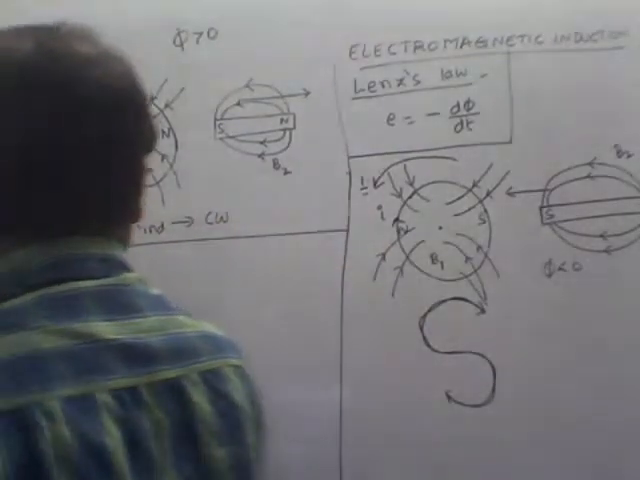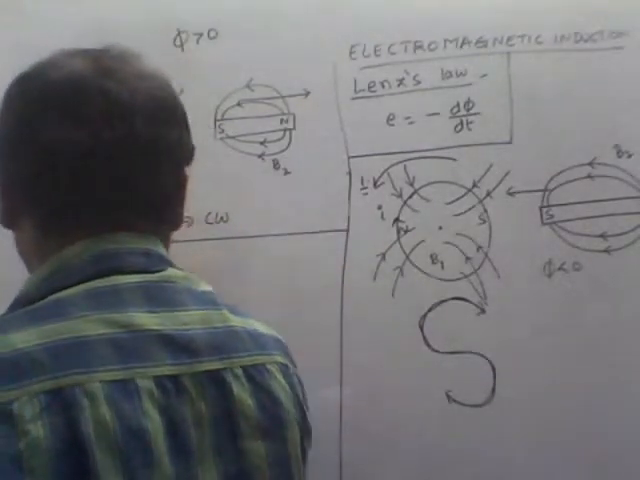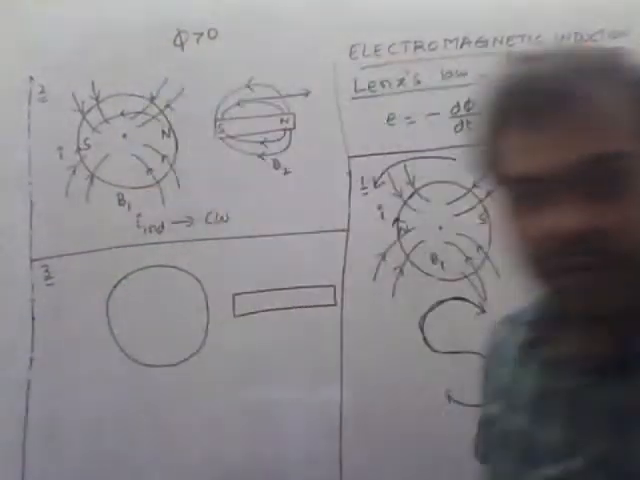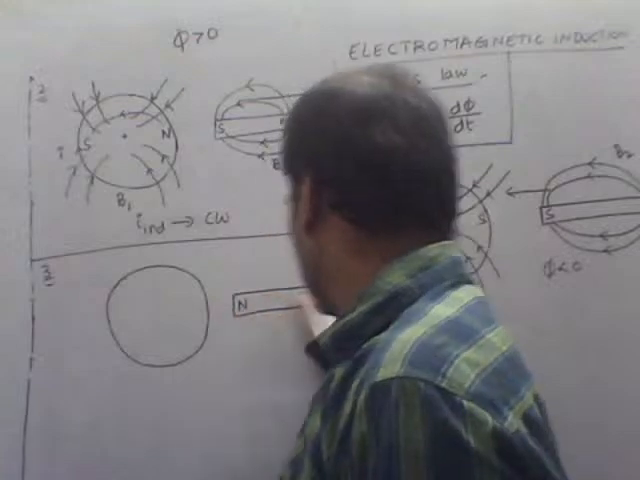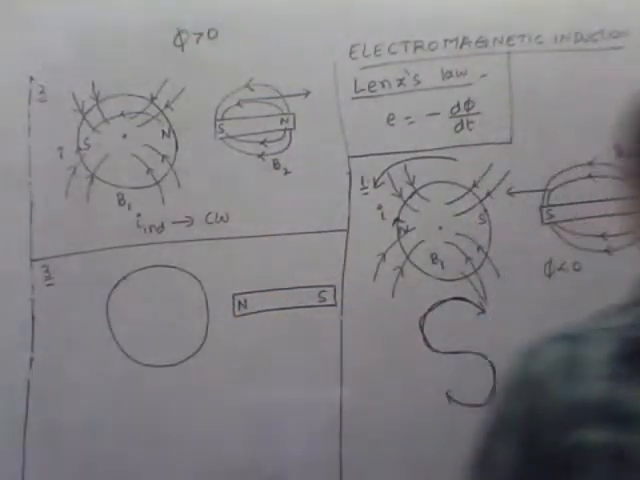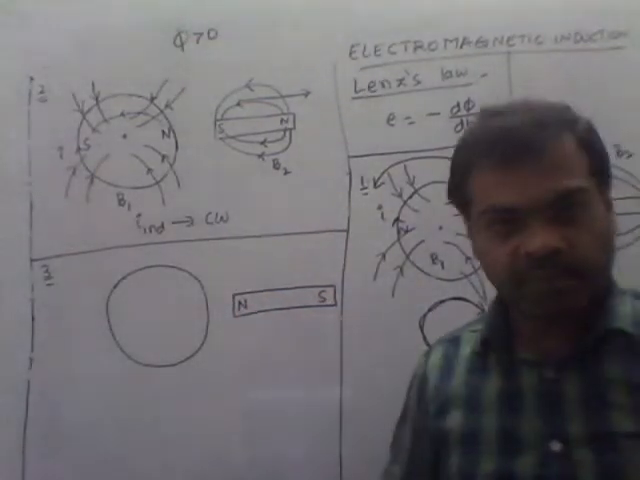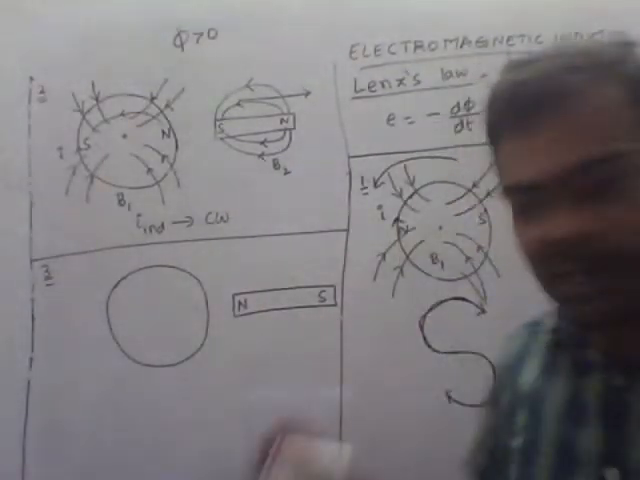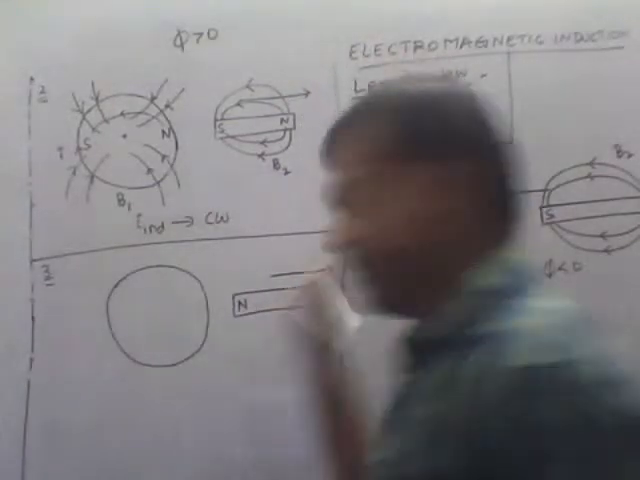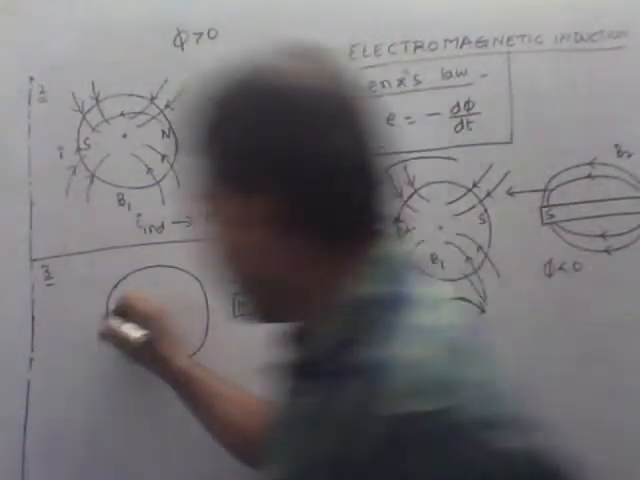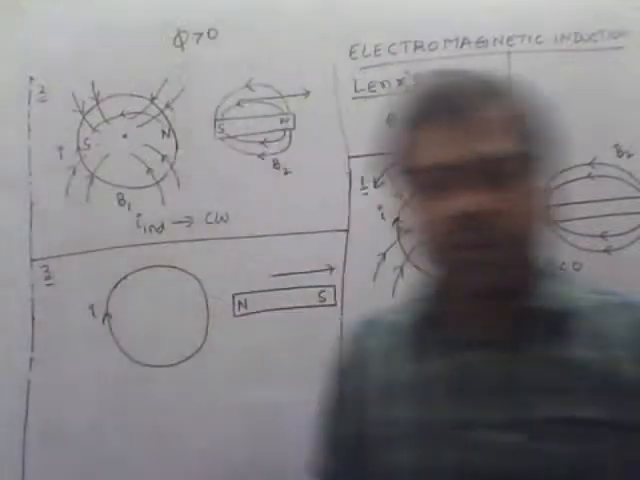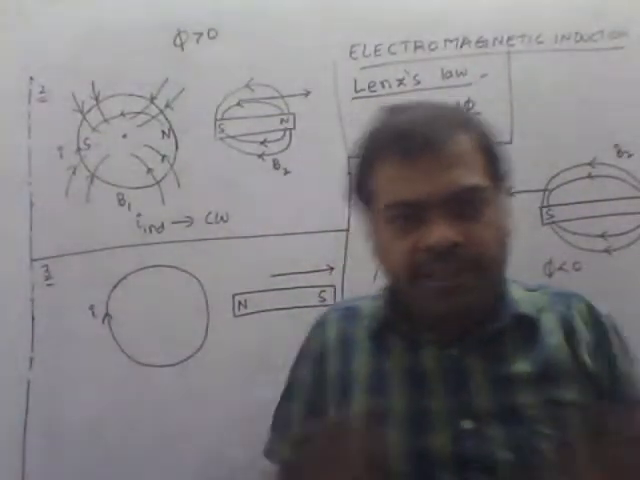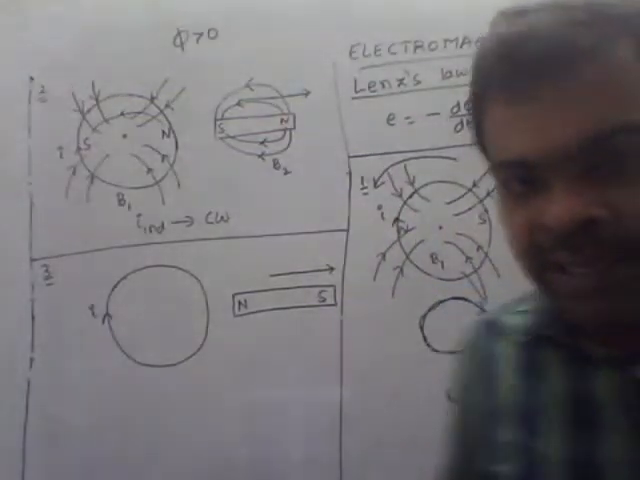Suppose the third case: I am having a coil and I am having a magnet. Here it is the north pole and this is the south pole. Now initially the magnet is moving away from the coil. And this coil is having a current moving in the clockwise direction. I can also consider the anti-clockwise direction; that is not an issue.